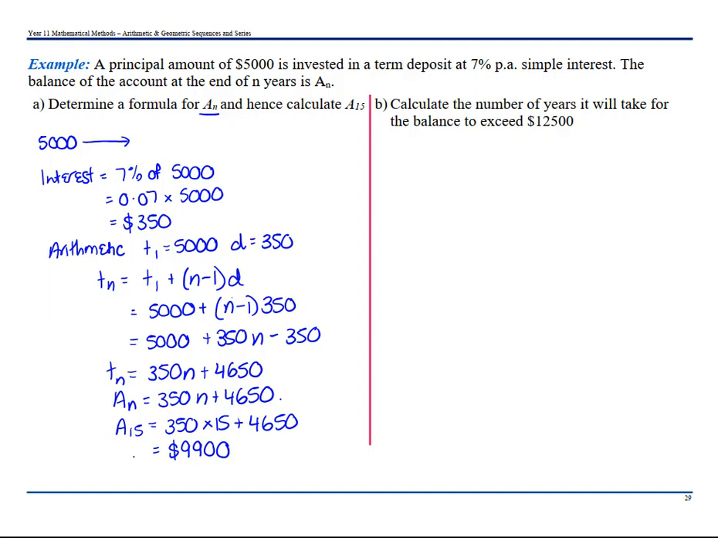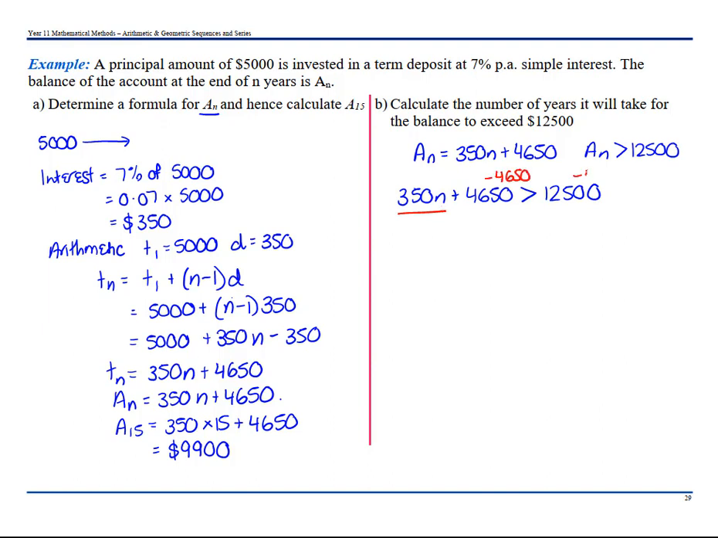Next, calculate the number of years it will take for the balance to exceed 12,500. So you've got An equals 350n plus 4650. And we want to know, when is An going to be greater than 12,500? So 350n plus 4650 needs to be greater than 12,500. We need to get the n on its own, so we need to get rid of that 4650. So we take it from both sides.